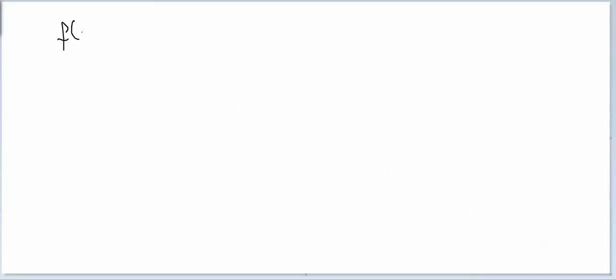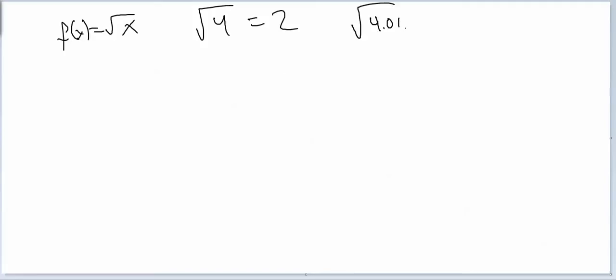So take the function square root of x, something pretty easy. If we take the root of 4, we get 2. But what if I wanted to take the root of 4.01? It's kind of ridiculous. You guys would say, who wants to do that? Let's just bust out a calculator, figure out what it is, and be done with it.